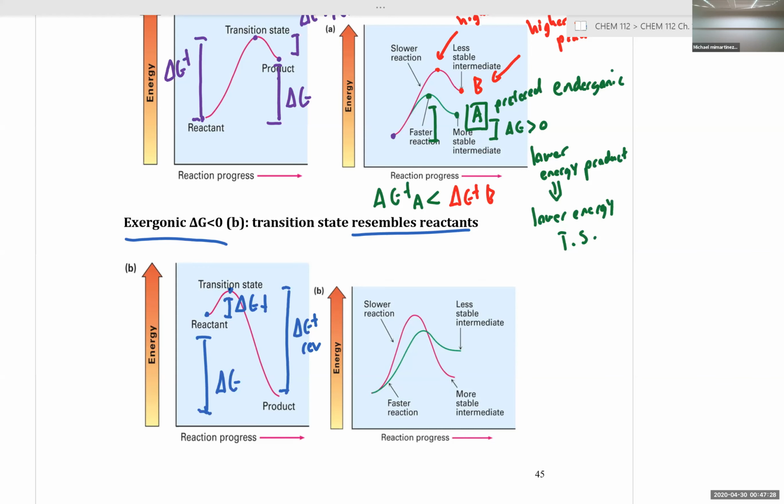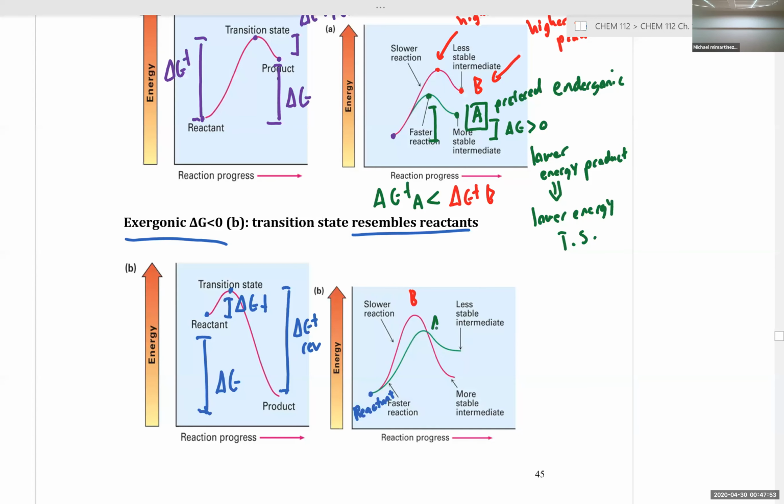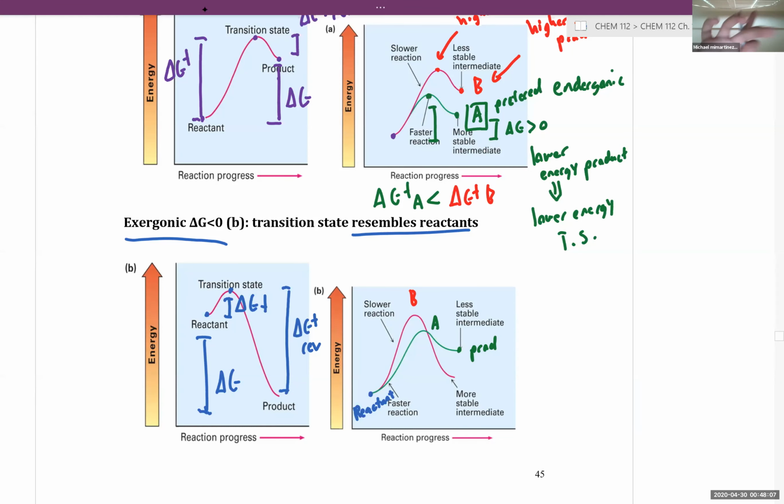Okay, so let's talk a little bit about this, as this is where you can see some really funny behavior for exergonic reactions. So here's our reactant, and we have two transition states, B and A. Does everyone already start to notice something a little bit funny with this picture? So let's take a look at this. So we have our products. So these are our products. Okay. For an exergonic reaction.